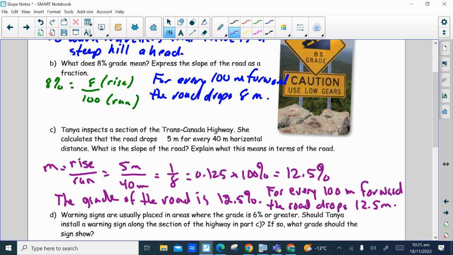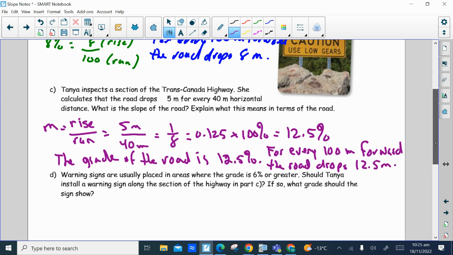We were basically given that the rise was 5, the run was 40. We reduced that to 1 over 8. We wrote it as a decimal. We converted it to a percent. And then we said that that percent represents the grade. And then we just defined it in a slightly different way. But it's the same ratio. 5 over 40 gives you the same decimal as 1 over 8, gives you the same decimal as 12.5 over 100.